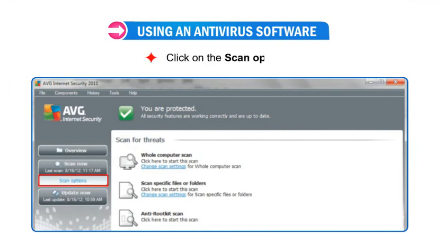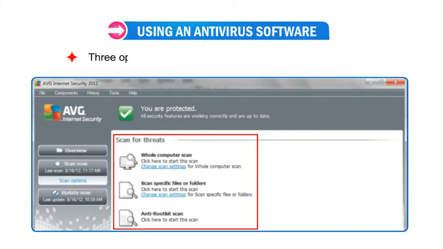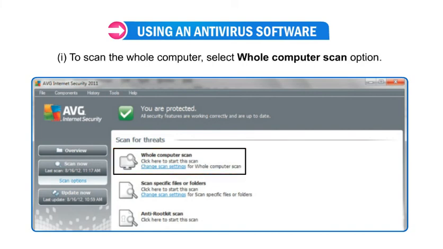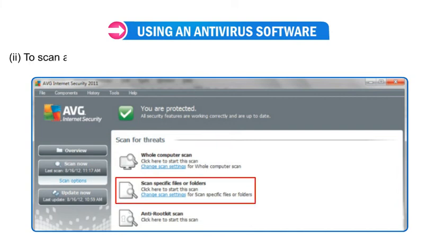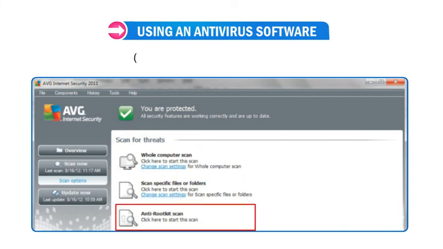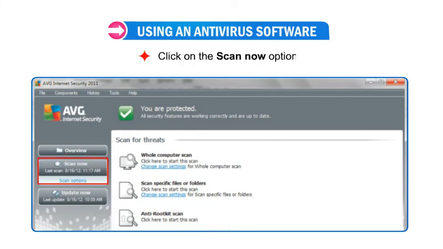Click on the Scan option. Three options are displayed under the Scan for Threats section. Number 1. To scan the whole computer, select the Whole Computer Scan option. Number 2. To scan any particular files or folders, select the Scan Specific Files or Folders option. Number 3. Select the Anti-Rootkit Scan option. Click on the Scan Now option.